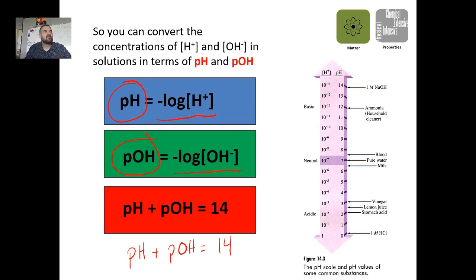So we have a pH of 7, the pOH 7. Boom. All right, let's keep moving.